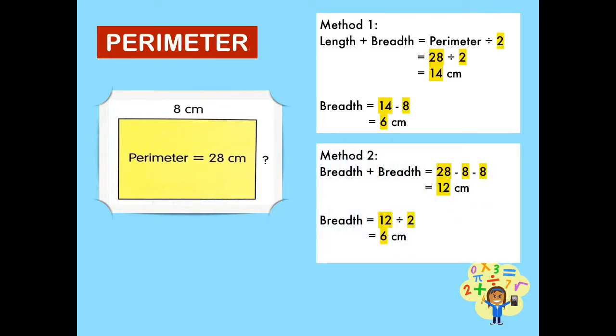How about method 2? Breadth plus breadth is equal to the perimeter minus the two lengths. The perimeter of the rectangle is 28. We know that 8 is the length of the rectangle. So we subtract 28 minus 8 minus 8, which is 12 centimeters. To get the breadth, we divide 12 by 2, which is 6 centimeters.